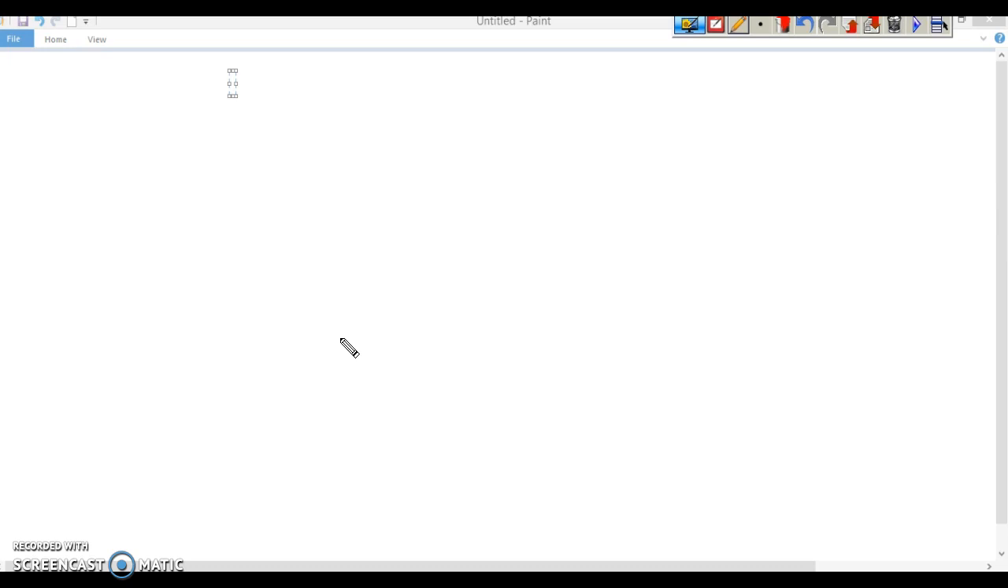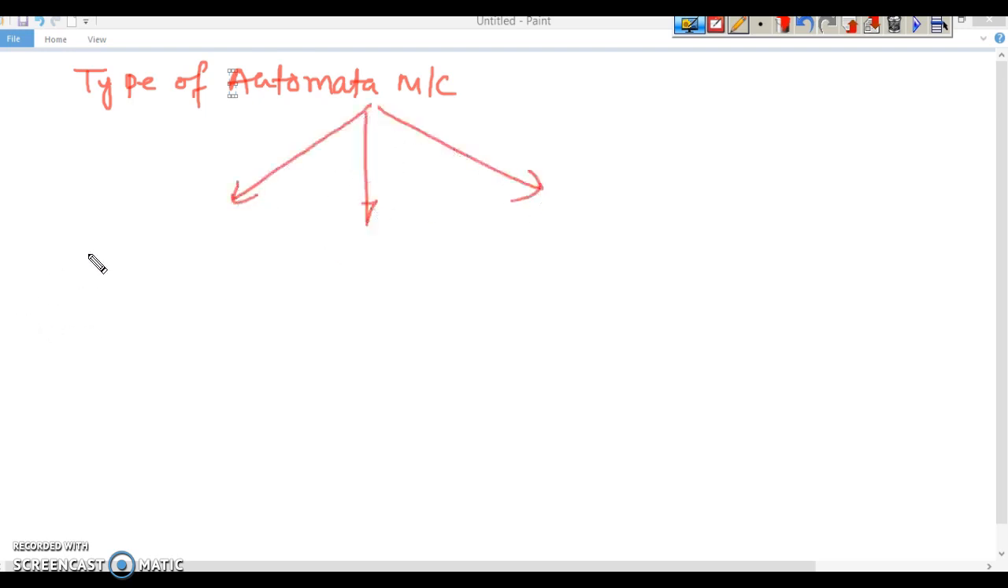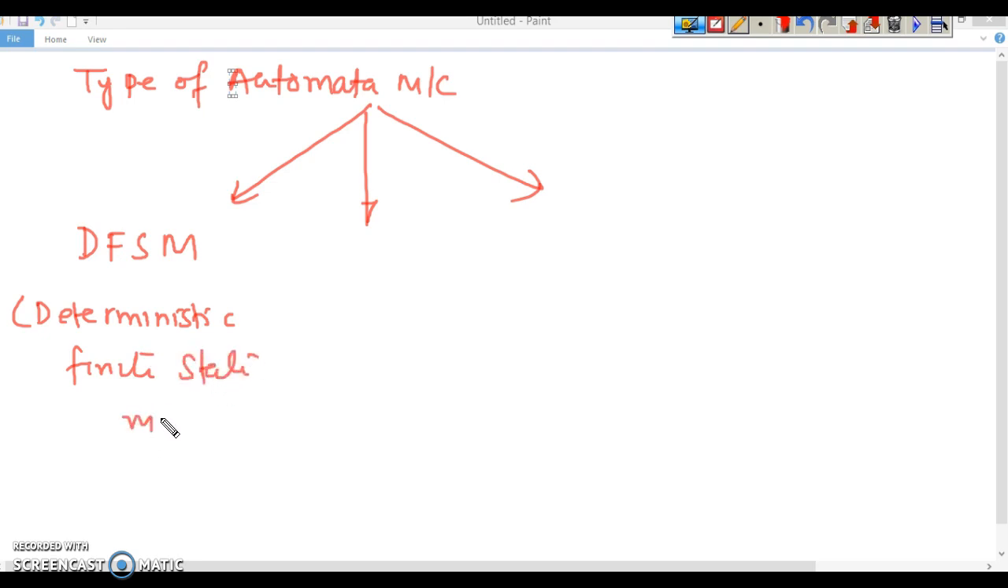Now, the types of automata machines. There are three types. The first one is called DFSM, the deterministic finite state machine. Then NDFSM, the non-deterministic finite state machine.